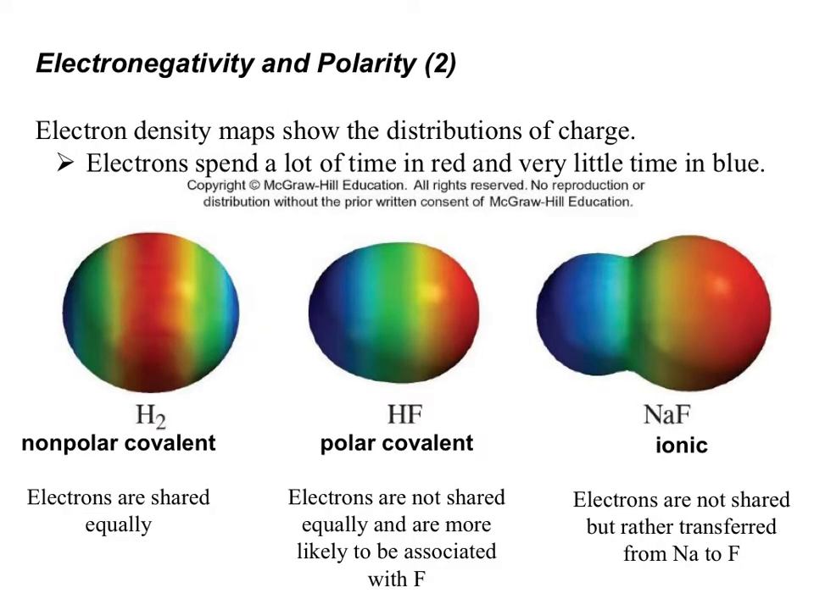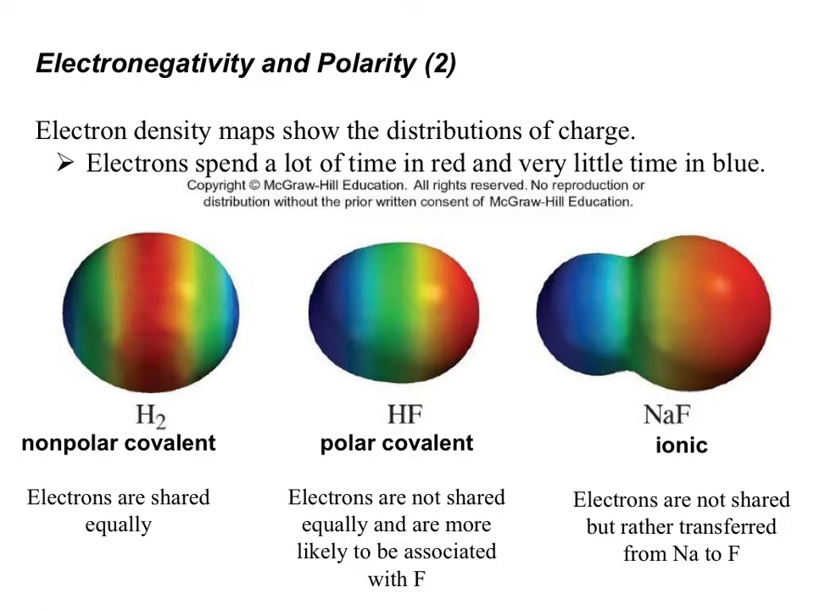Electron density maps show the distribution of charge. So electrons spend a lot of time in red and very little time in blue. So if we look at hydrogen gas, it is a nonpolar covalent bond. All the electrons are in the middle of the molecule, and therefore the electrons are shared equally. We can then have hydrogen fluoride, which is a polar covalent bond, where clearly the electrons are only at one end of the molecule, and there's practically an absence of electrons on the other. Here, electrons are not shared equally and are more likely to be associated with the fluorine because it's more electronegative.